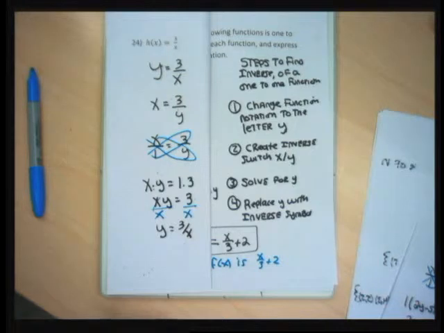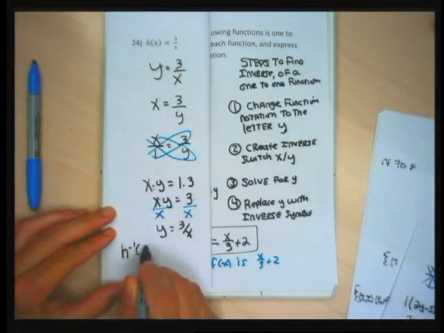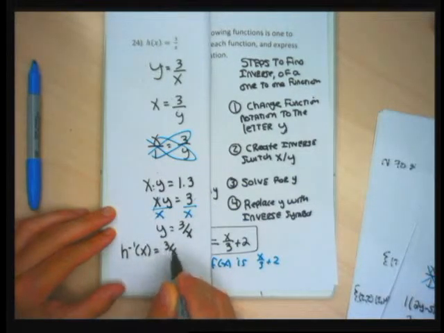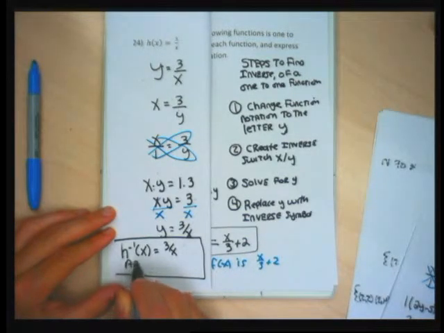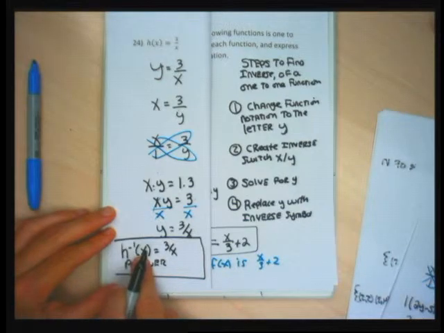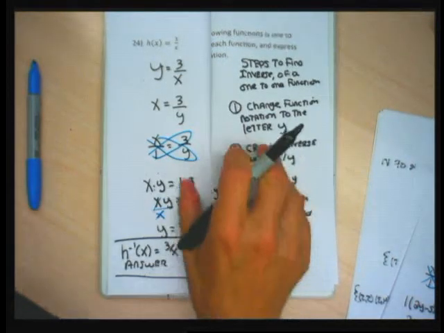Now I want to replace the y with the inverse symbol. Since the letter in this problem is h, I'm going to say the inverse of h is, and then just the 3 over x. This is a rare function that is its own inverse. Again, somebody that reads mathematics would read this as the inverse of h of x is, and they would know that this function was created from that h of x function by switching the x's and y's.